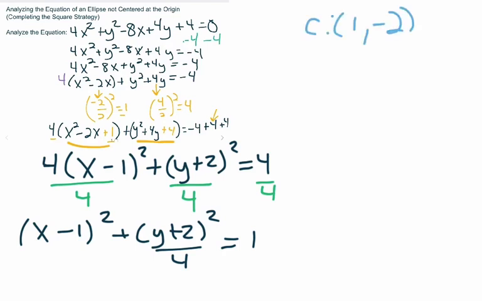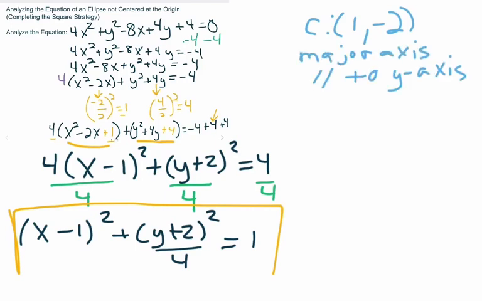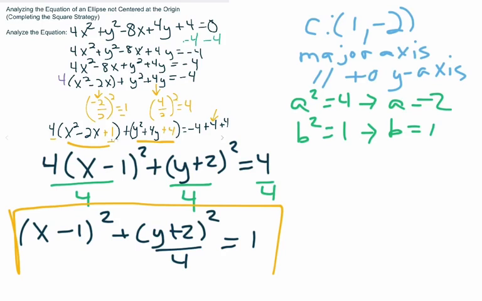I can see here that the center of my ellipse is 1, negative 2, which corresponds with h, k. And because the larger denominator is below the y variable, I know that my major axis is parallel to y. a squared, our larger denominator, equals 4, so a equals 2. b squared, our smaller denominator, equals 1, therefore b equals 1.